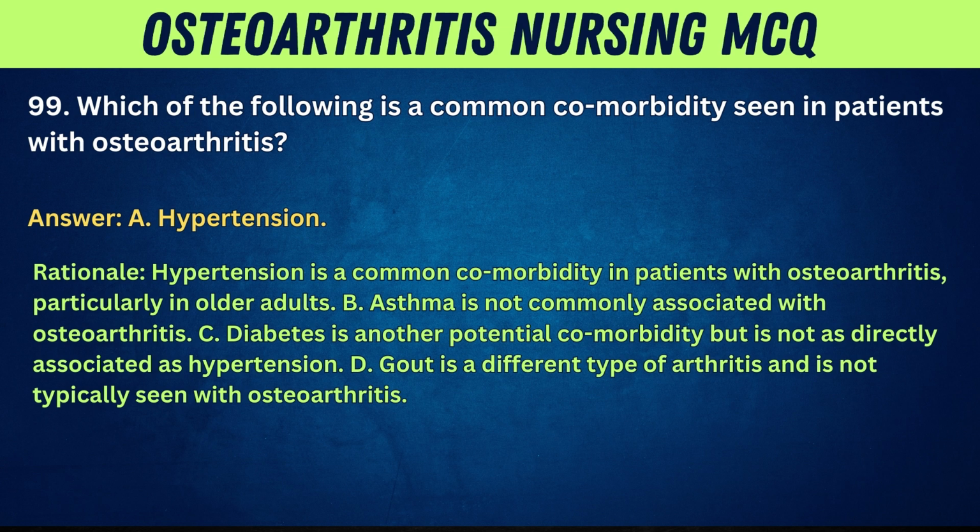B. Asthma is not commonly associated with osteoarthritis. C. Diabetes is another potential comorbidity, but is not as directly associated as hypertension. D. Gout is a different type of arthritis and is not typically seen with osteoarthritis.